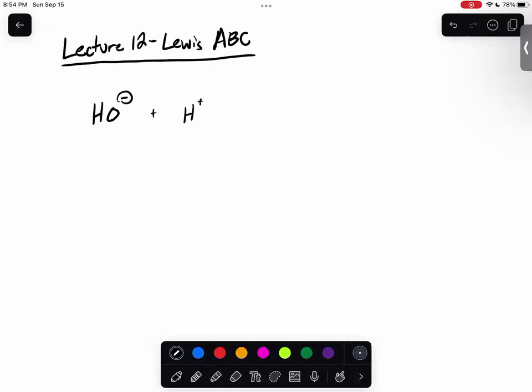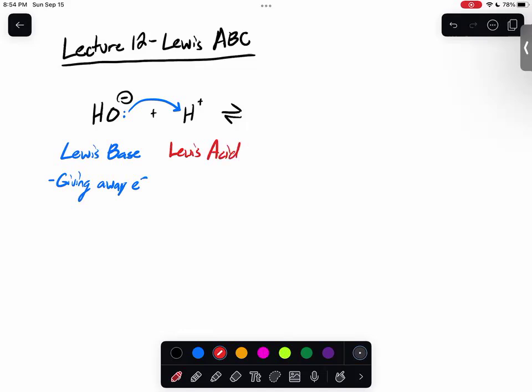So, looking at Lewis acid-base chemistry, we've already kind of touched on it. We defined previously that a Lewis base is something that wants to give away electrons, right? And so with that logic in mind, this hydroxide would be a Lewis base, because it's giving away its electrons. Whereas this proton, on the other hand, we would define as a Lewis acid, because it is accepting electrons. And these two things combined essentially just have a reaction.